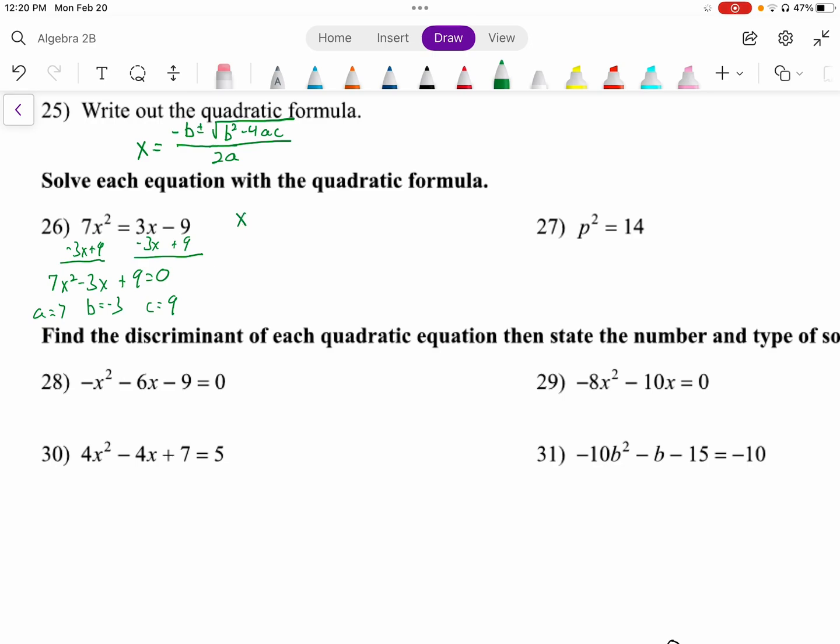And so now let's plug into the quadratic formula. Negative b, so that's negative 3, plus or minus the square root of negative 3 squared, so b squared, minus 4 times a, which is 7, times c, which is 9, all over 2a, so 2 times 7. And now it's just a matter of simplifying. Might take some time. So we have 3 plus or minus the square root of 9 minus, and so we have 4 times 7 is 28, 28 times 9 is 252.